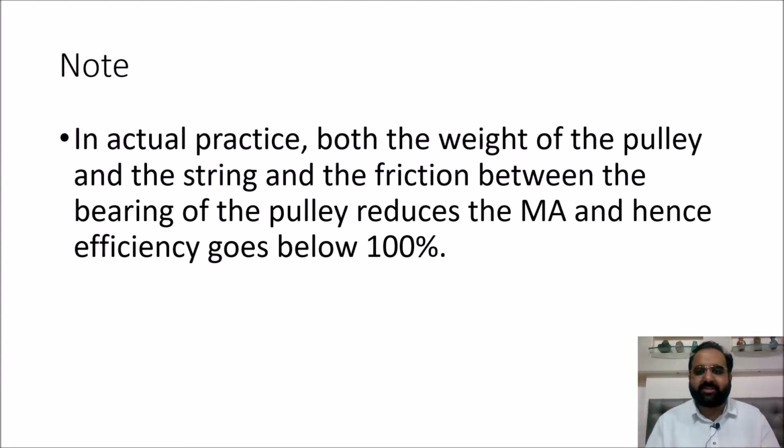In actual practice, both the weight of the pulley and the string, and the friction between the bearings of the pulley, reduce the MA. Definitely, there will be some weight of the pulley, and some friction because of the string. So we have seen the actual condition, where there will be some friction, due to which the value of MA will reduce and we may not get the efficiency as 100%.